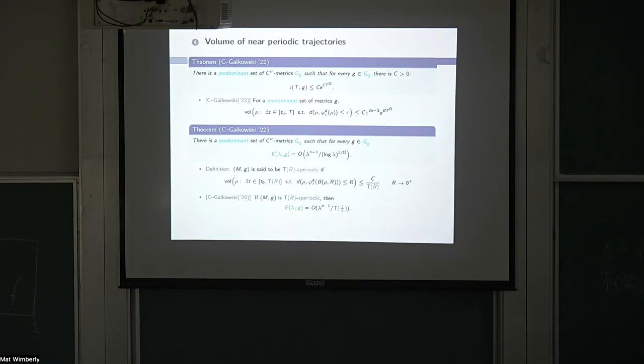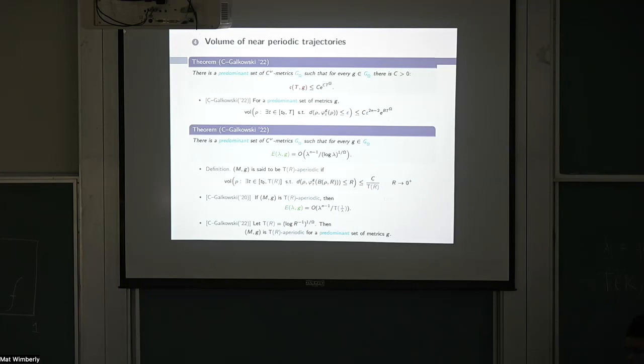Now, checking this condition is not the easiest. So after we wrote this paper, we asked ourselves, and this is actually what started this entire project, can we show that most metrics are going to be T of R aperiodic so that we can get a gain? And that's what we proved. So we actually show that if you choose T of R to be logarithm of R inverse to the power of 1 over omega, then the manifold is going to be T of R aperiodic for a predominant set of metrics. And because the function that we can prove this condition for is weaker than logarithm of R inverse, we get this weaker result here.